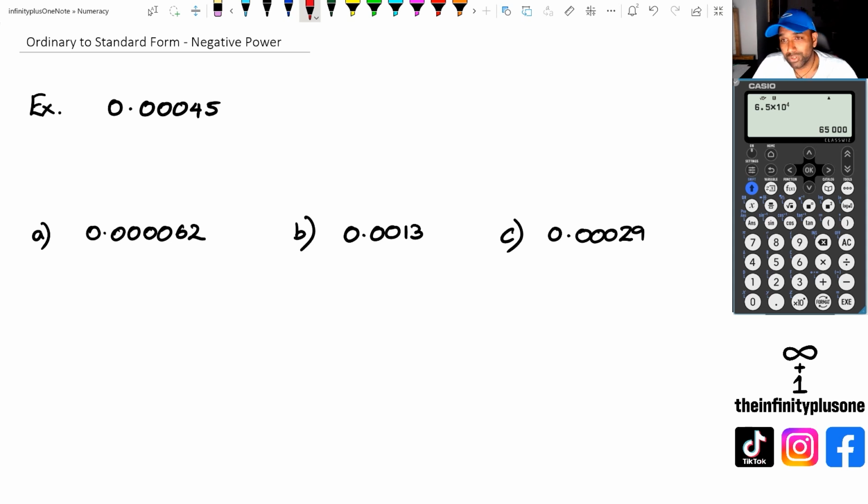In this video, we're going to be looking at ordinary to standard form, particularly with the negative power. So without further ado, let's get started.